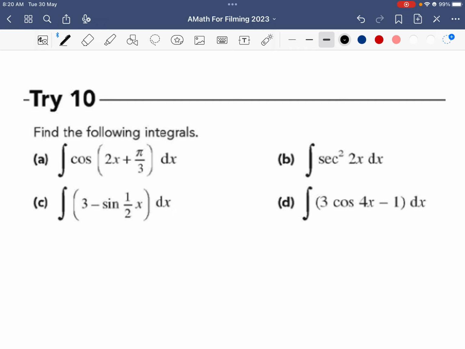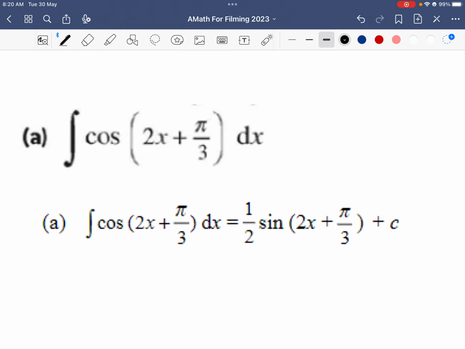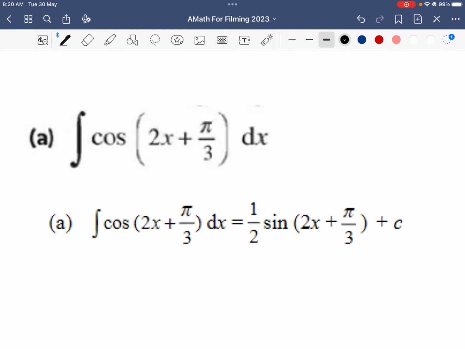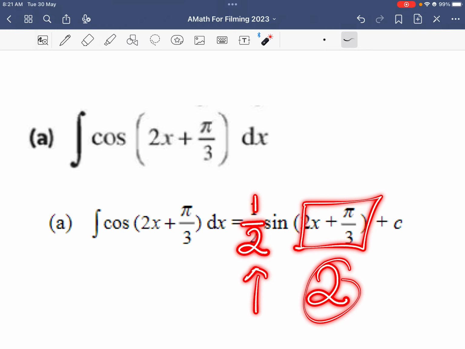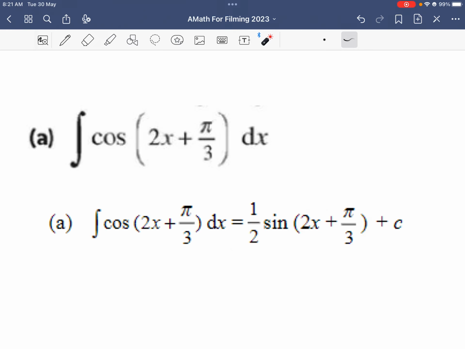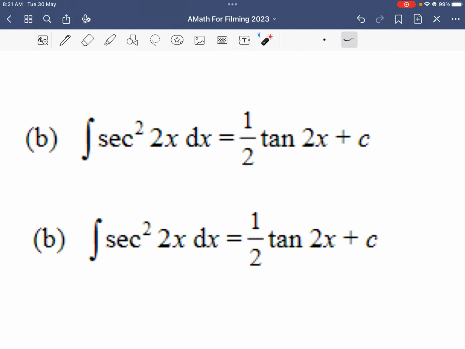Now, please pause the video, and when you're ready, unpause the video to check the answers to Try 10 itself. Okay, first one is this. If you integrate cosine, what you get is a sine. Then you differentiate the brackets. 2x plus pi over 3, you get 2. So you put 1 divided by this 2. So you get half sine 2x plus pi over 3 plus c.